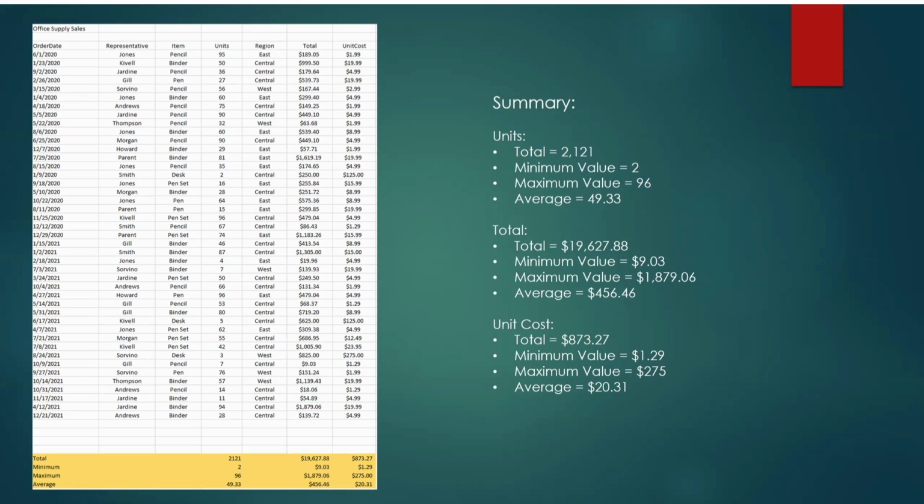So you'll see that the average for units is 49.33 units. The average for total dollars is $456.46. And then the average for unit cost is $20.31.